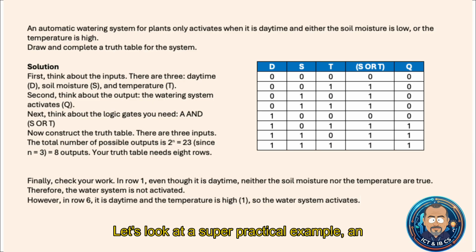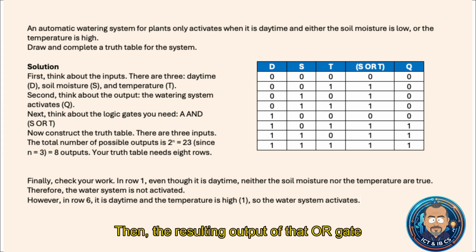Let's look at a super practical example, an automatic watering system. This system requires specific soil moisture or temperature conditions, but here's the catch: it must only activate during daylight hours. So our problem description dictates the system activates if it is daytime and either the soil moisture is low or the temperature is high. Notice how the soil moisture input S and temperature input T enter from the left and run straight into that curved OR gate. That perfectly handles our either-or environmental condition.